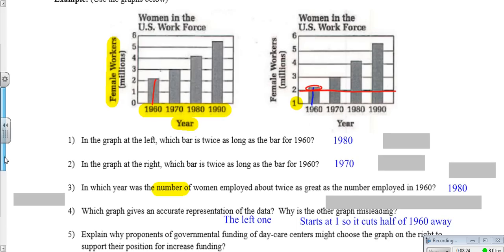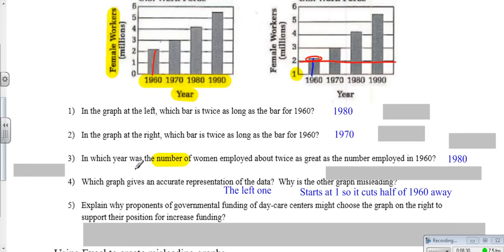Now, why would someone choose to use the right graph instead of the left? Explain why proponents of governmental funding of daycare centers might choose the graph on the right. Now look who wants to prove their point. They want money for daycare centers. So what's their argument? Well, if you look at the graph on the right, look how much this is growing. A lot. Even though this is growing the same amount, when you compare 1960 and 1990, look how much more it's grown. It looks 3 times as big.